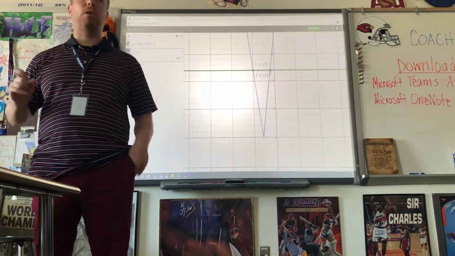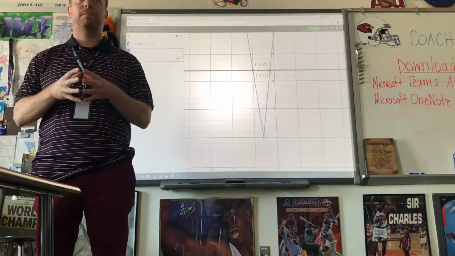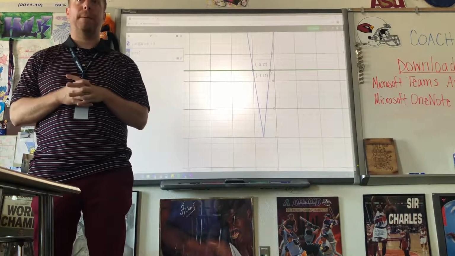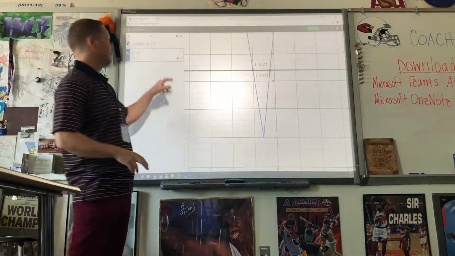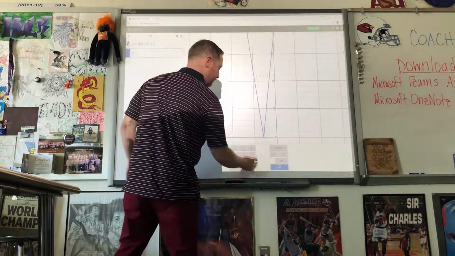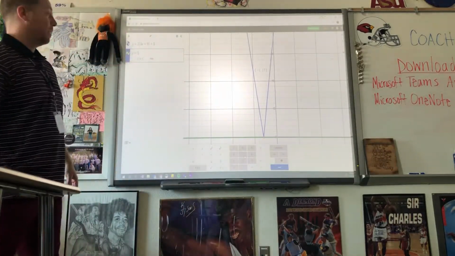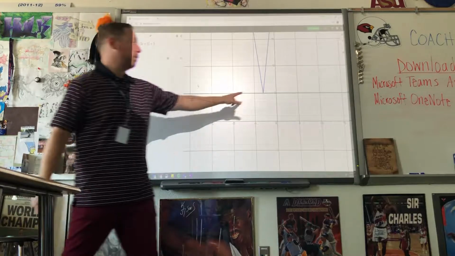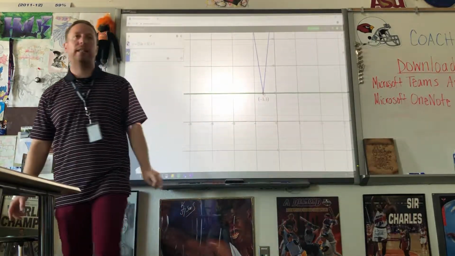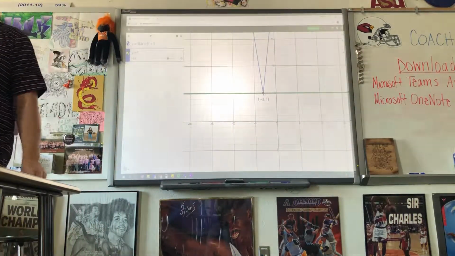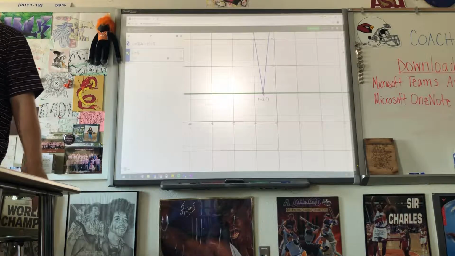Is it possible to have one solution? Yes. What would it look like? 0. Okay, check this out. One solution, x equals negative 3. Okay, that would be the only way we could have one solution. That's why most of the time there's two solutions.